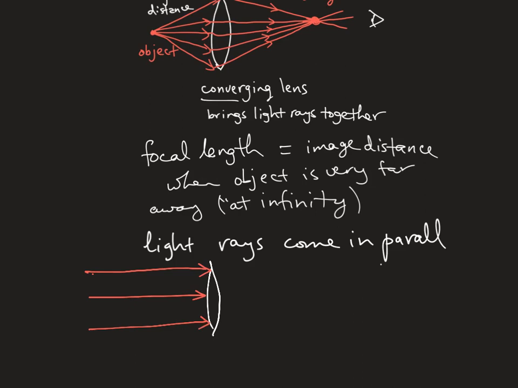And then you can look and see where they come to focus for light that is coming in parallel like this. Where do they come to focus? So, here d object is equal to infinity. And then this distance is what's called the focal length.